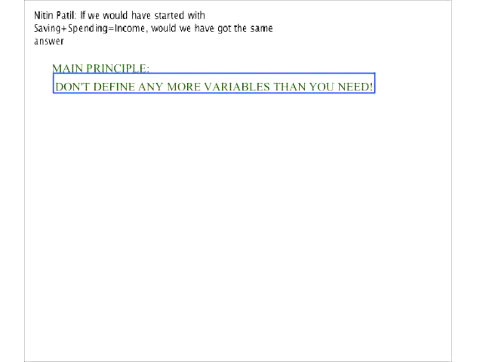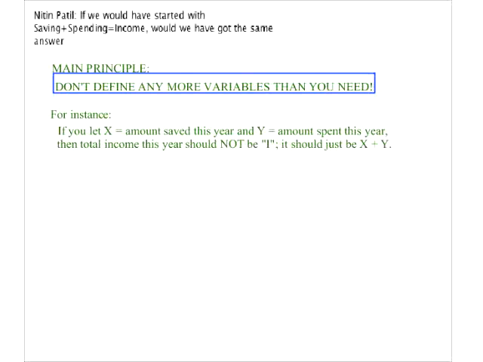For instance, if you let X equal the amount saved this year, and Y be the amount spent this year, then total income this year should not be a third letter. It should not be something like I. It should just be X plus Y. You don't want that third variable in there because you don't need it. It's just going to make your life more difficult.